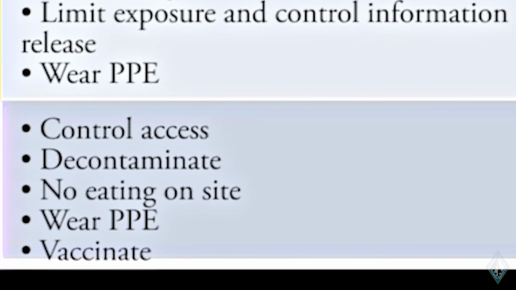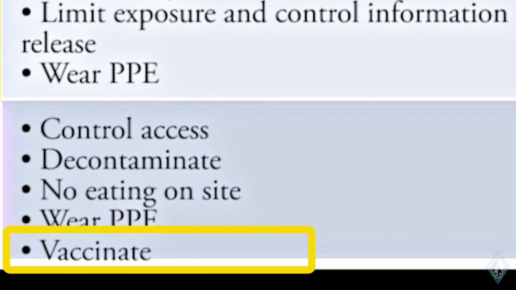Control measures include strict access control, decontamination with a 10% household bleach solution, prohibiting eating and drinking on the crash site, and wearing appropriate personal protective equipment. Vaccination is also extremely effective against certain infectious diseases, such as hepatitis B, and is strongly encouraged.